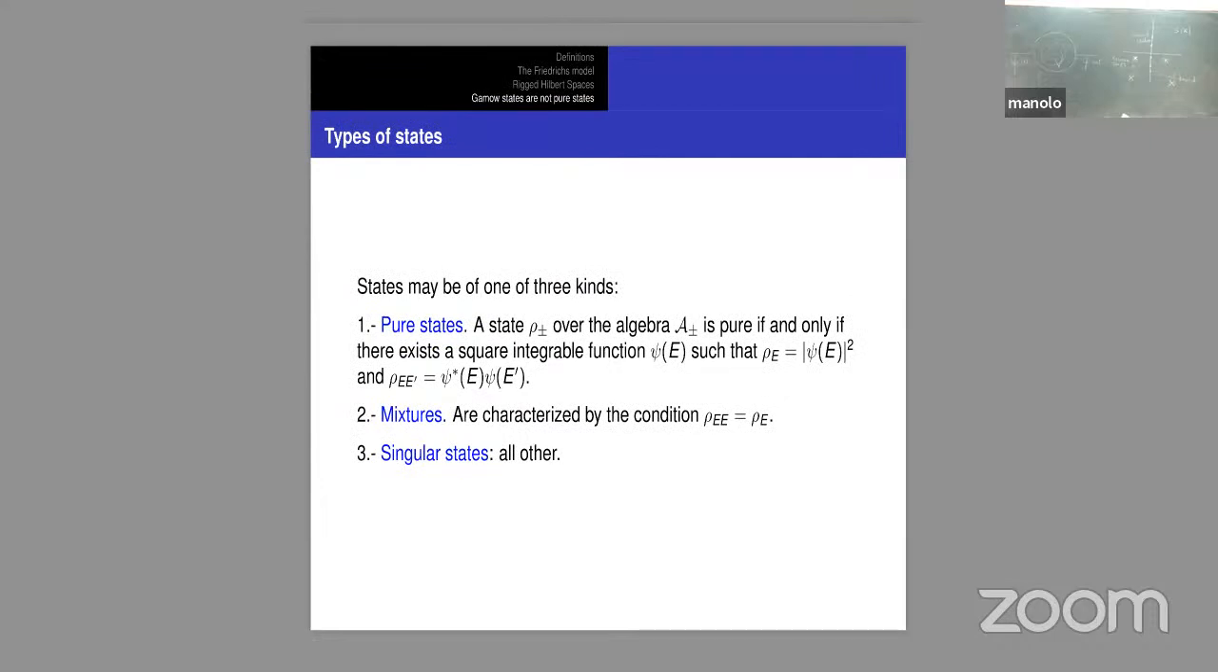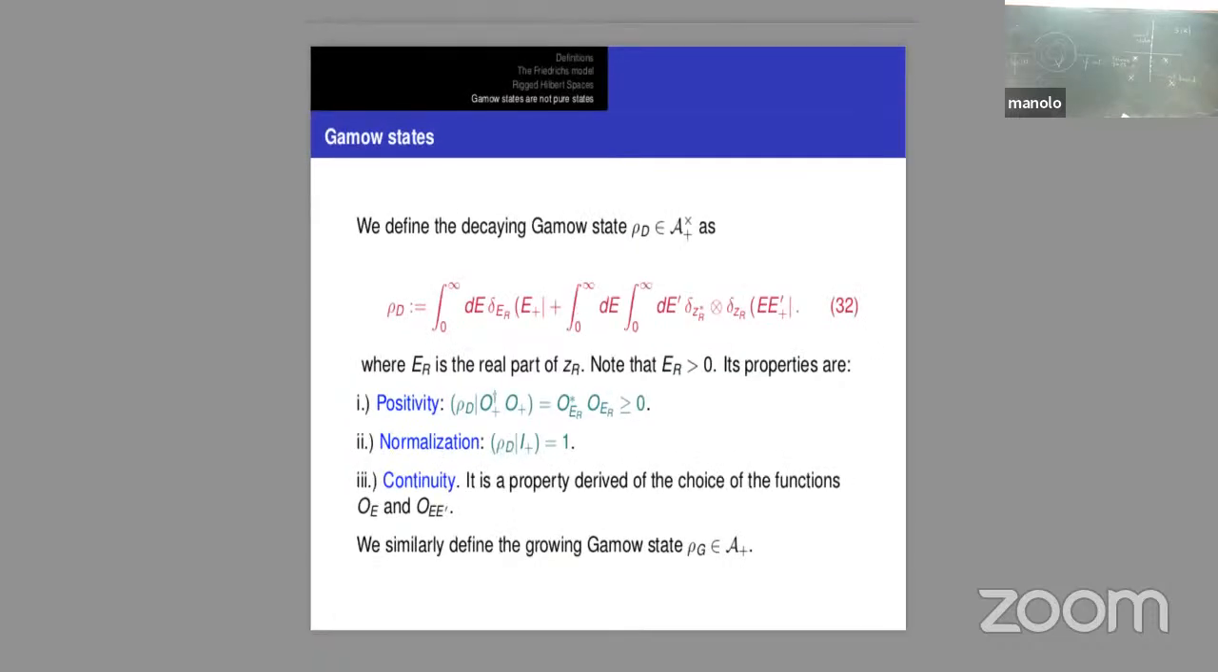How many kinds of states are there? There are essentially three types of states: pure states, mixtures or mixed states, and then singular states. The pure states and mixtures we know all of them, because we know them from elementary textbooks in quantum mechanics. The singular states were introduced many years ago by Van Hove in order to describe states far away from equilibrium. And one may think that gamma states must be singular states, neither pure nor mixtures. And this is exactly what happens.